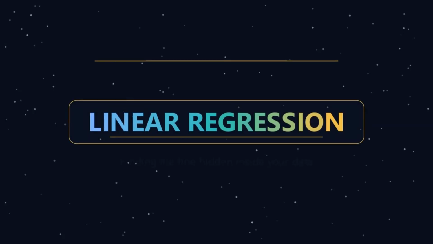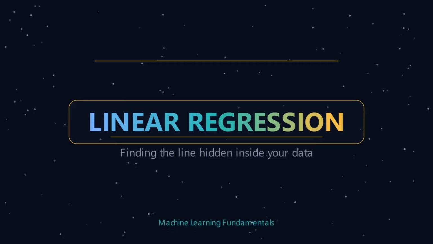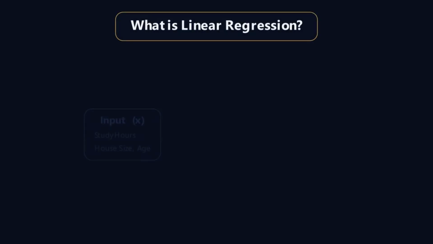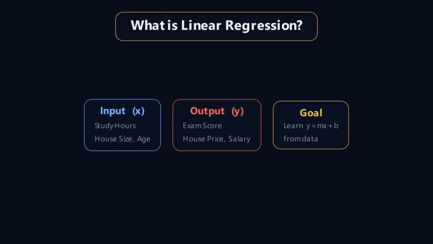Linear regression. One of the most powerful ideas in all of machine learning, and one of the simplest. By the end of this video, you'll understand exactly how it works. At its core, linear regression answers one question. Given an input x, can we predict an output y?